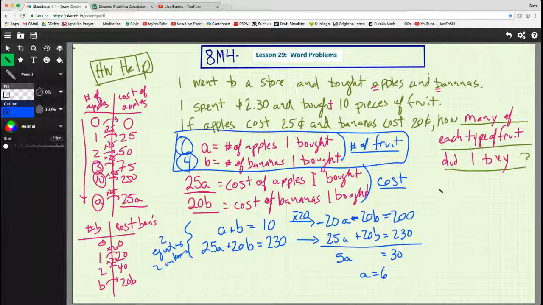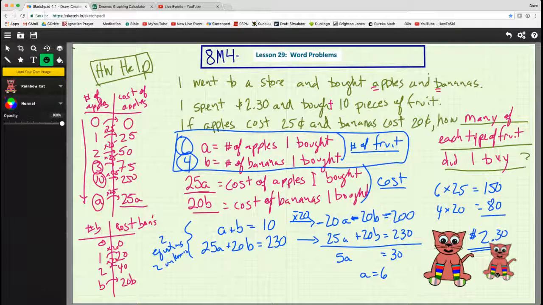So if I bought 6 apples, I bought 6 times 25. I spent $1.50 on apples. And I spent 4 times 20. That's equal to 80. That's the cost of my bananas. So I spent $2.30. So that is worthy of a happy cat. Happy cat, happy cat spinning. Whoa, look at him. He's upside down. Upside down happy cat. Okay.